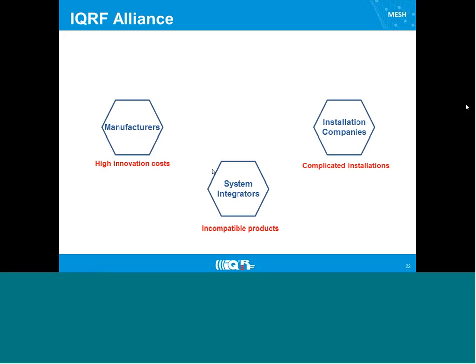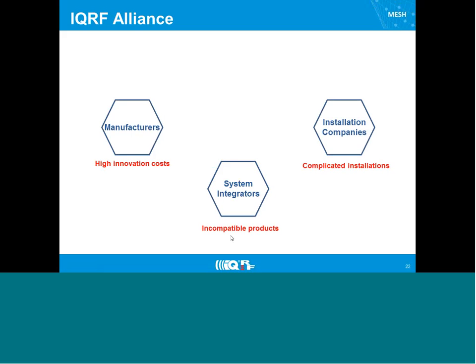The manufacturers are pushed to innovate a lot and come every half a year with a new product to the market, and this is usually linked with high innovation costs. The second thing is that for the system integrators, the problem is that they have access to different products from different manufacturers, but they are not talking to each other, right? And the third problem is the installation companies: the installations are usually pretty complex, or they spend a lot of time on this.